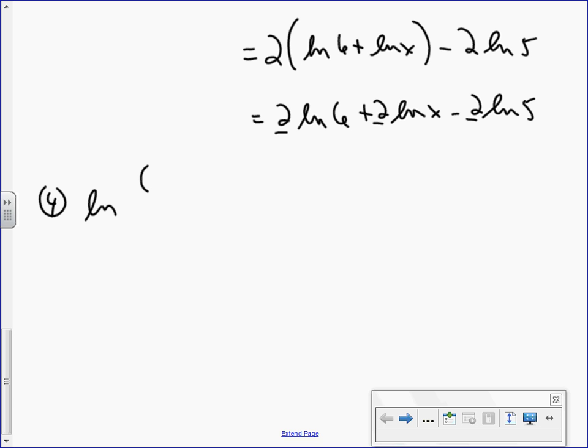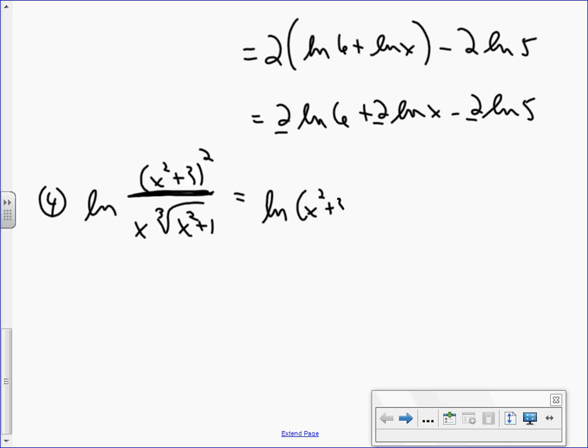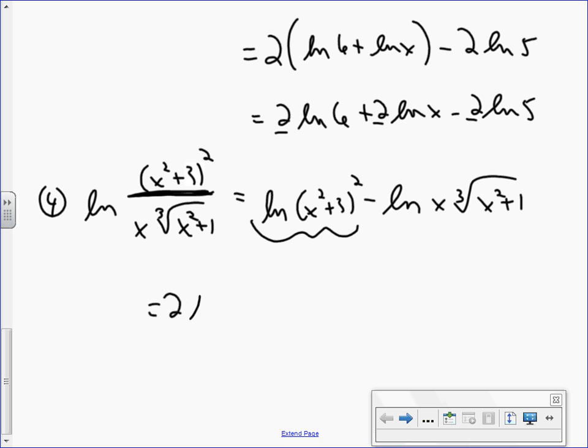The natural log of x squared plus 3 squared divided by x times the cube root of x squared plus 1. This is just a harsh one, but it's really not that bad if you know what all the properties are. Okay, so the first thing is to break this up. The natural log of x squared plus 3 squared minus the natural log of x times the cube root of x squared plus 1. Then I'm going to look at each of these individually. With this one, I can pull that 2 out in front. 2 times the natural log of x squared plus 3.